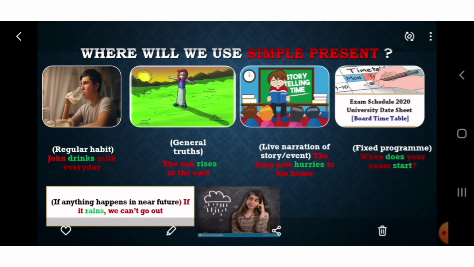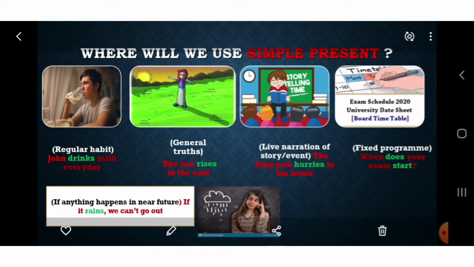So in case of general truths also, like the sun rises in the east, this is a general truth. This truth will never change, it will always stay unchanged. So in case of general truths, where the thing always happens, it's not a habit but it always happens, and it will continue to happen like this always. So the sun rises in the east, so here rises is the present tense. So in case of general truths also we are using simple present tense.